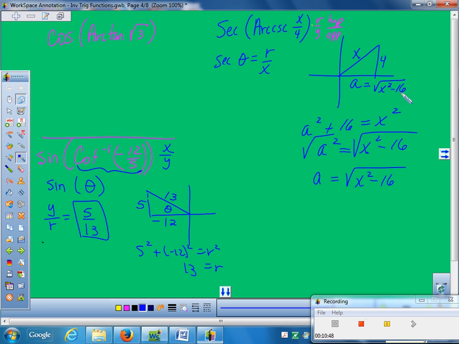Answer the question. It wanted to know what's secant of that angle. R would be x, so side r, which is x, over side x. This is the annoying part: square root of x squared minus 16. We won't rationalize it when it's got an expression like that in it. We leave it that way. That's our answer right there. That's what we want: x over square root of x squared minus 16.